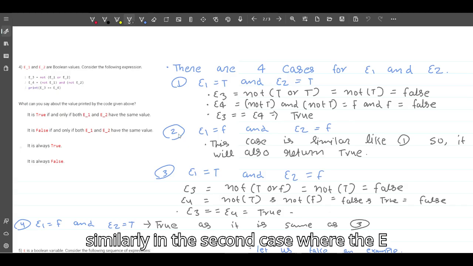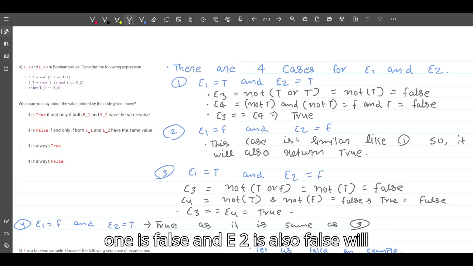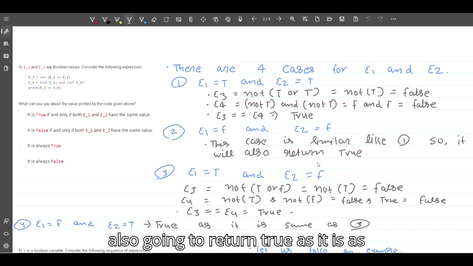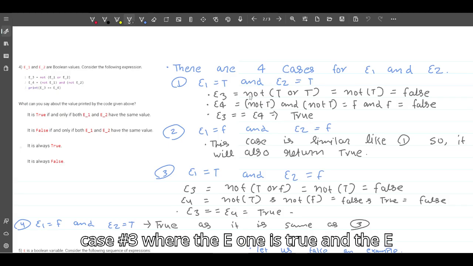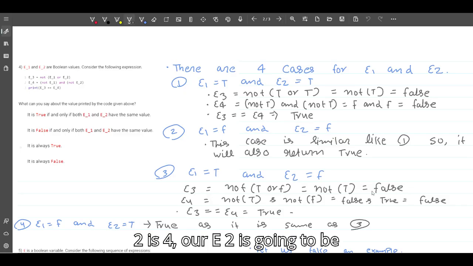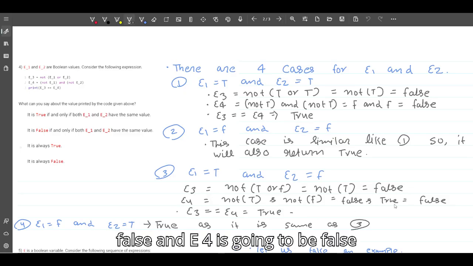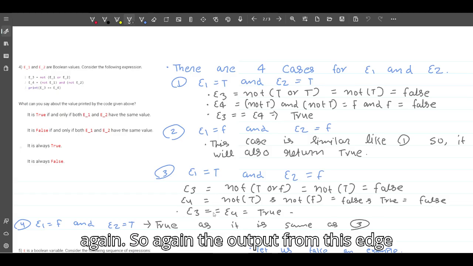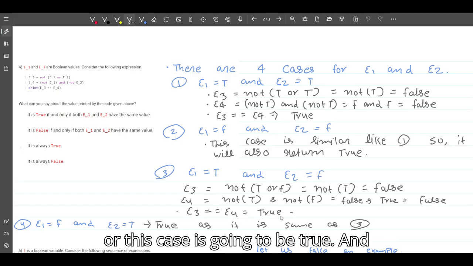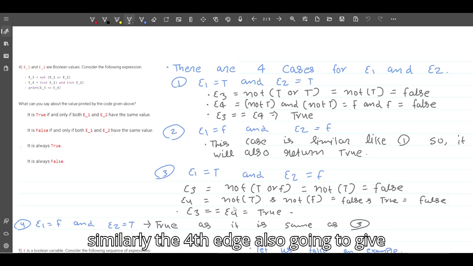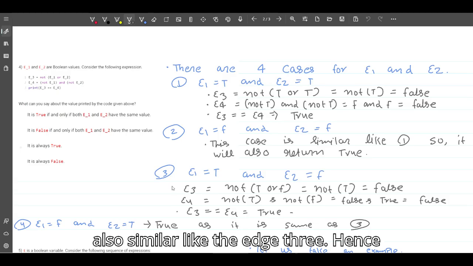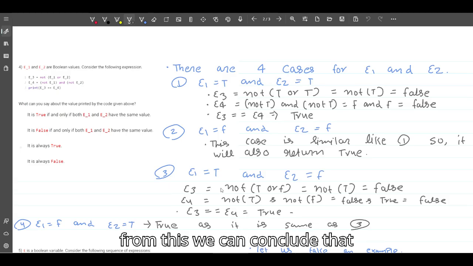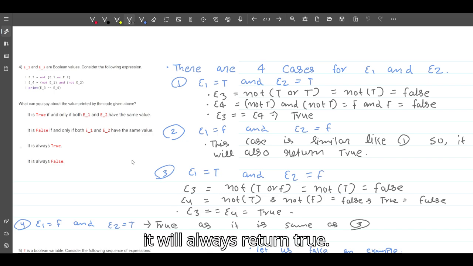Similarly, in the second case, where E1 is false and E2 is also false, it will also return true, as it is similar to case 1. Now in case number 3, where E1 is true and E2 is false, E3 is going to be false and E4 is going to be false again. So again the output for this case is going to be true, and similarly the fourth case also gives us true, because it is similar to case 3. Hence from this we can conclude that it will always return true.